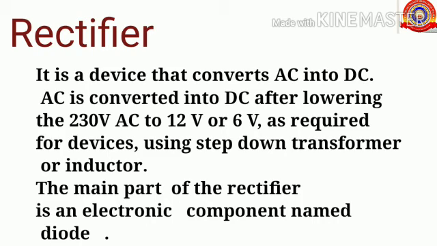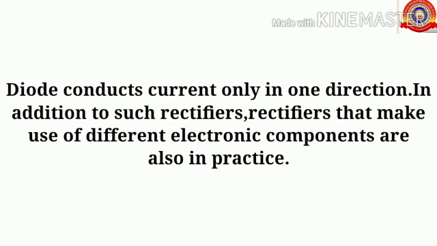So what is a rectifier? It is a device that converts AC into DC. AC is converted into DC after lowering the 230 volt AC to 12 volt or 6 volt as required for devices. Step-down transformer or inductor is used for this purpose. The main part of the rectifier is an electronic component named diode. Diode conducts current only in one direction. In addition to such rectifiers, rectifiers that make use of different electronic components are also in practice.